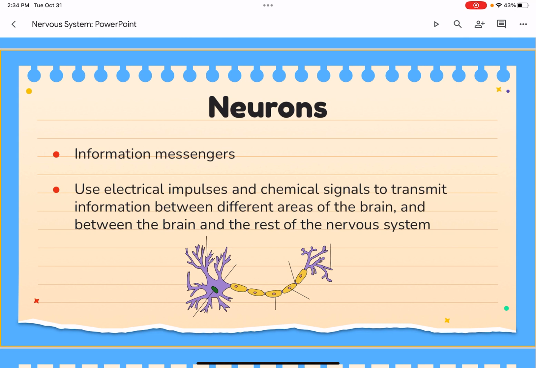Neurons are information messengers. They use electrical impulses and chemical signals to transmit information between different areas of the brain and between the brain and the rest of the nervous system. There are two types of cells found in nervous tissue, glial cells and neurons. Neurons are highly specialized to receive and transmit electrical and chemical signals. The electrical signals are called neural impulses or action potentials.